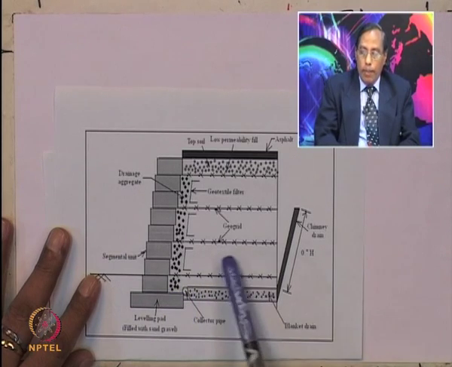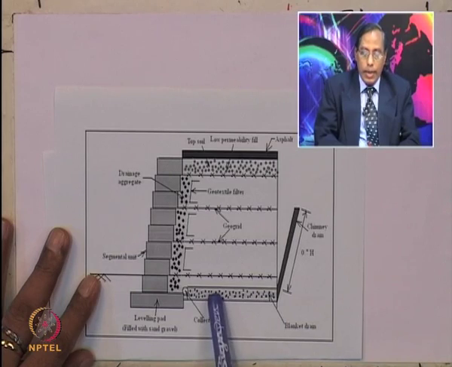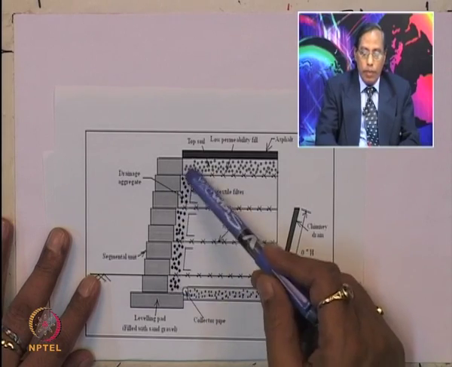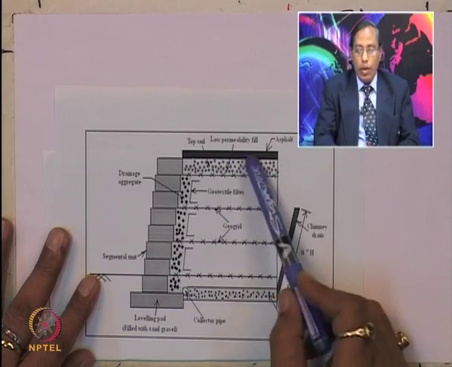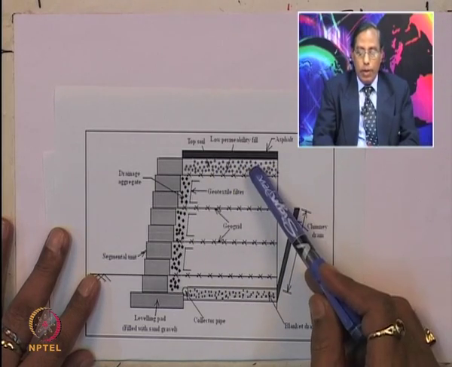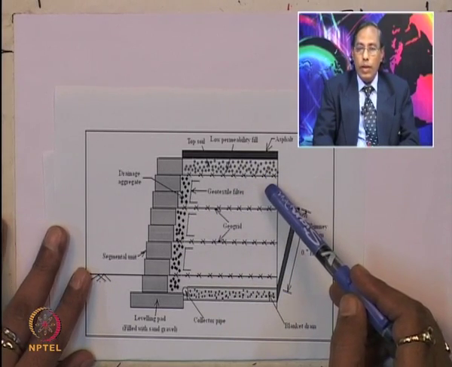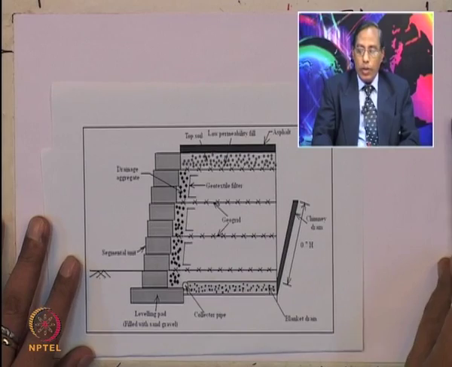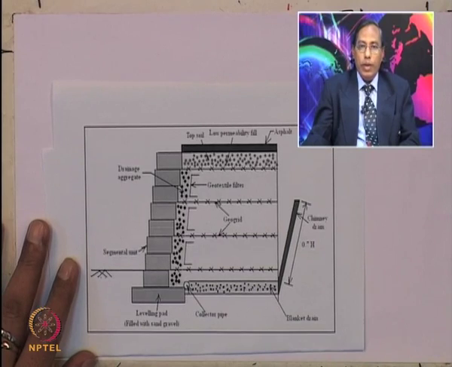So, it requires a chimney drain at the back of the retaining wall, also at the bottom of the reinforced soil wall which will act as a blanket drain, and also at the back of the facing element, drainage aggregate, and at the top a low permeability fill material. So, this is important, how you can use the different kinds of drains to control the drainage system. Otherwise, in most cases there is a possibility for failure of the reinforced soil wall.